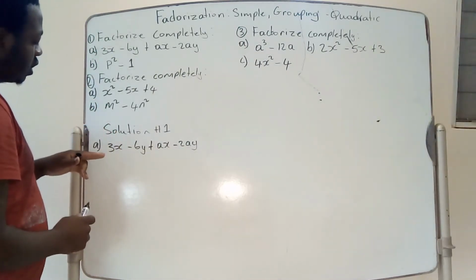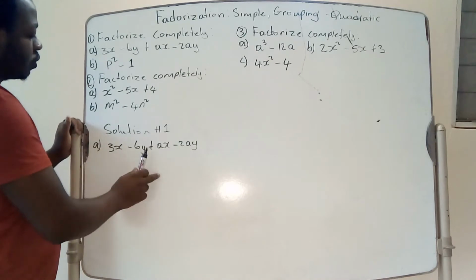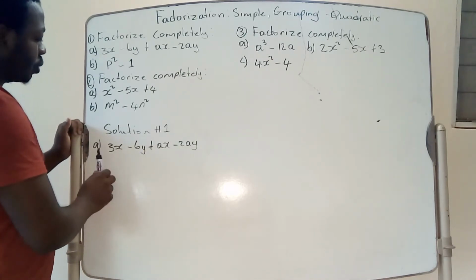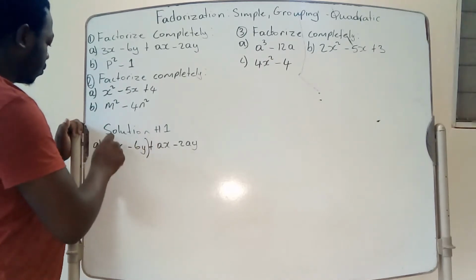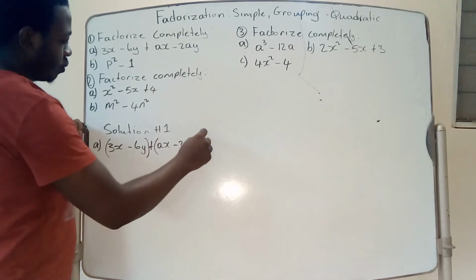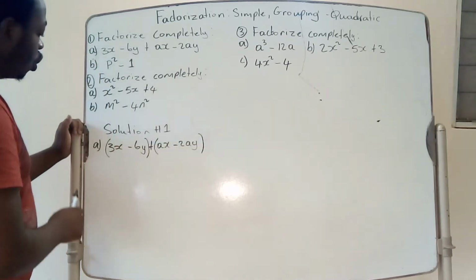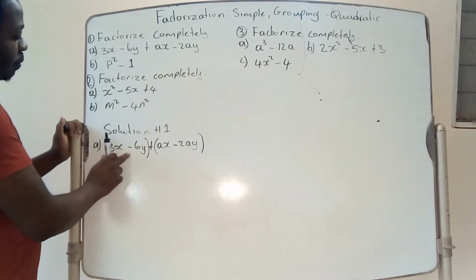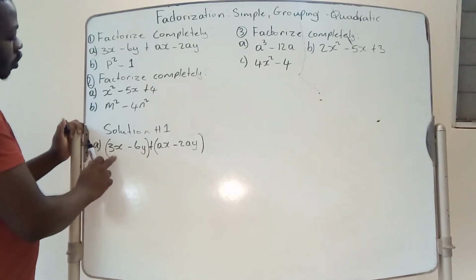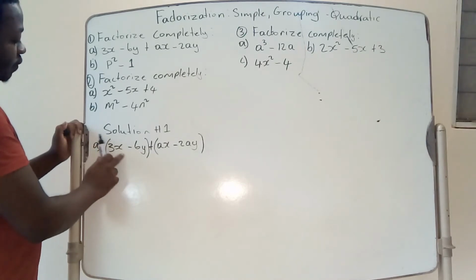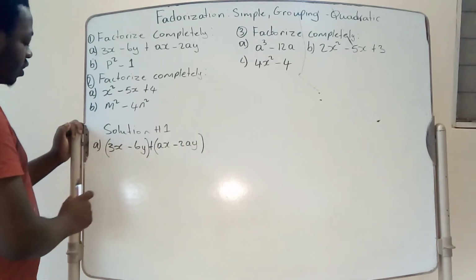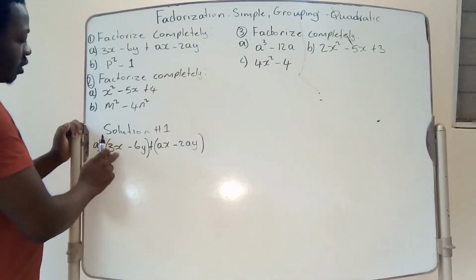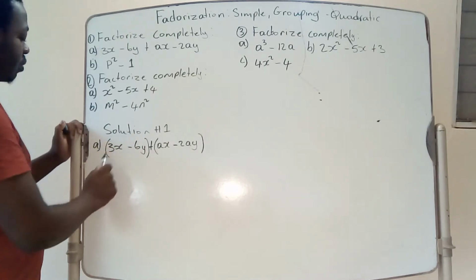One approach to this problem is that because there are 4 terms, we can factorize by grouping. We are going to group the first 2 terms. Now, here in the first group, we have 3x minus 6y. What we're going to do is to take out what is common. You have x, you have y, you have 3, you have 6. So the highest common factor of 3 and 6 is 3. So that means we can factor out a 3 from this part of the expression.